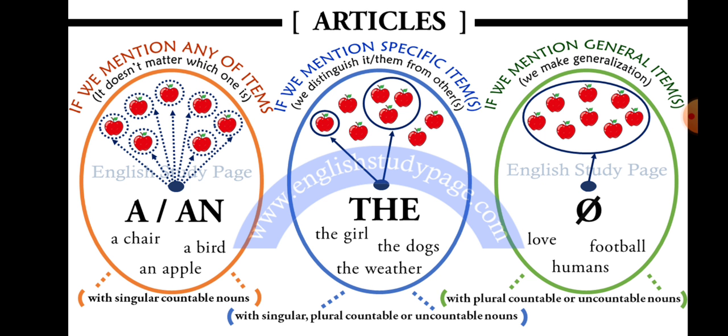Okay, now here the last page of yours shows how you use it. A and an you use with a singular countable noun. The definite article you use with singular, plural, countable or uncountable nouns. Now no articles with plural countable or uncountable nouns, meaning you won't apply any article over here. So this is what articles are all about.